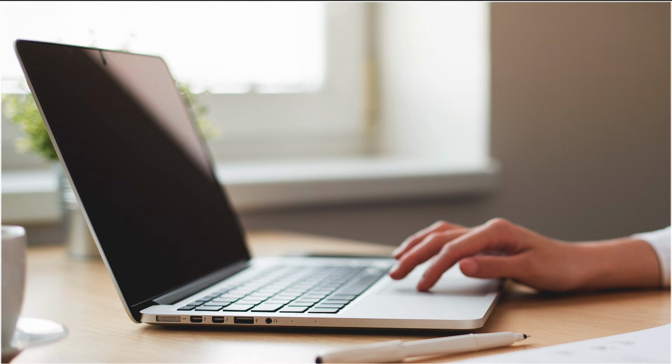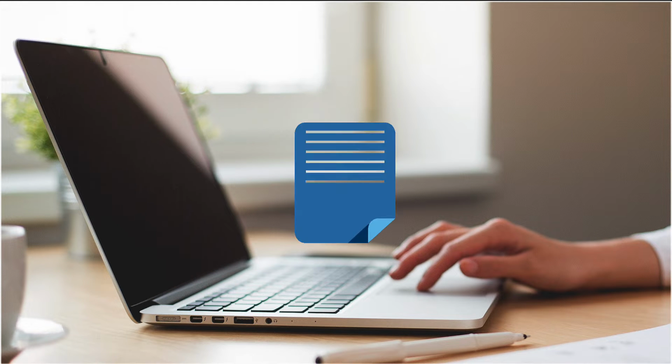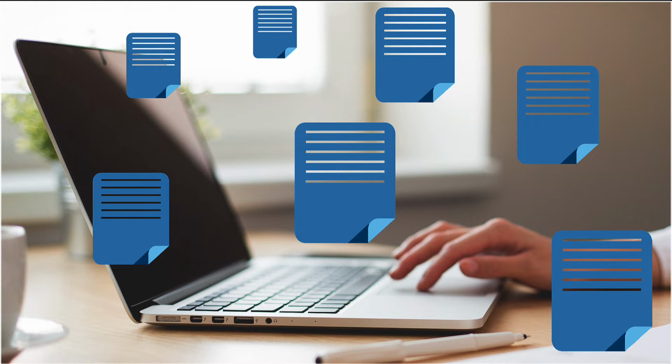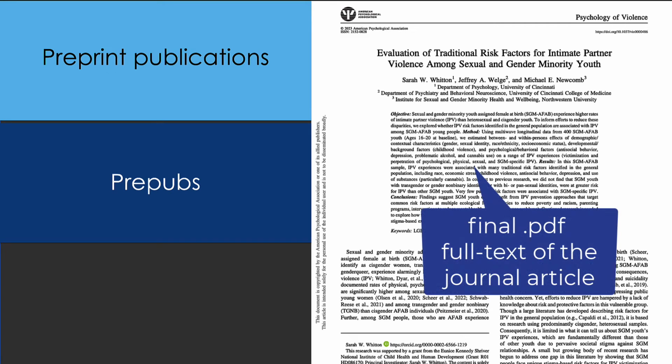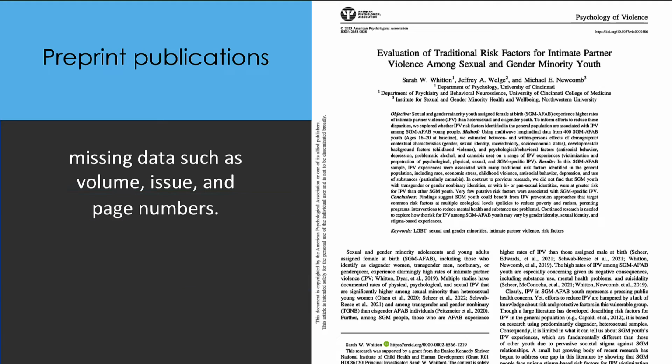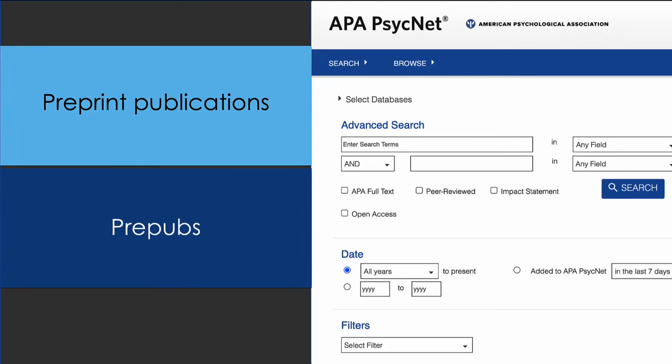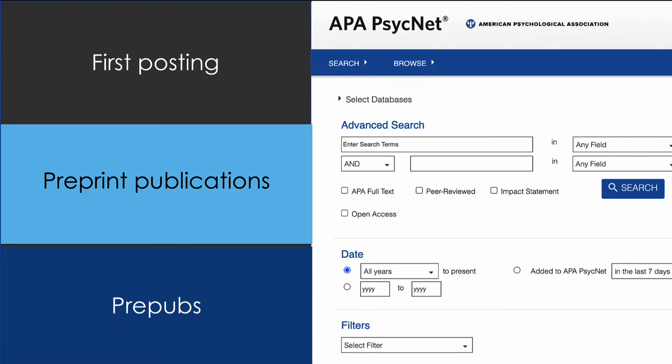To help with the lag time between submission and publication, APA is one of many publishers who post articles online, making them available before they're officially published in print. These preprint publications, or prepubs, include the final PDF full text of the journal article, but are missing data such as the volume, issue, and page numbers. In APA PsycNet, these preprint publications are labeled with the first posting publication status.